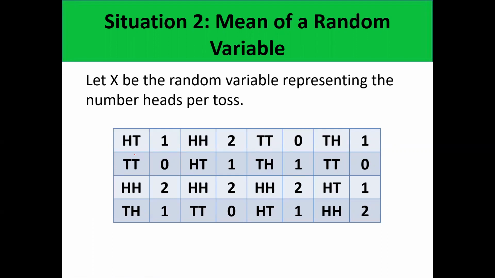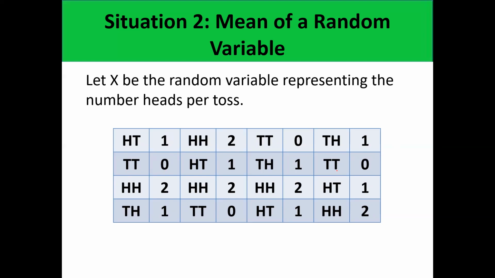So meaning each outcome will be assigned an x value that corresponds to the number of heads in the outcome. So therefore, if we have the outcome head tail, it will be assigned x equals 1 because it contains exactly one head. Now for tail tail, it will be assigned x equals 0 because there are no heads in this particular outcome. Now for head head, it will be assigned x equals 2. So for the 16 tosses, we have 16 numerical values assigned to every outcome of the 16 tosses.